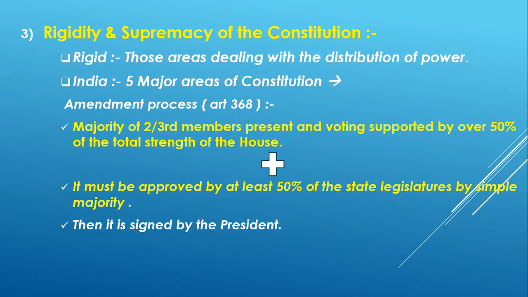Now you can understand, the summary is that the process of amendment of the Constitution is very, very difficult. It is extremely difficult. It is next to impossible to amend the Constitution. The process of amendment is very difficult for those 5 areas which deal with the distribution of power between center and state. It means that the Indian Constitution also qualifies this condition. So we can say that the Indian Constitution is a federal one.